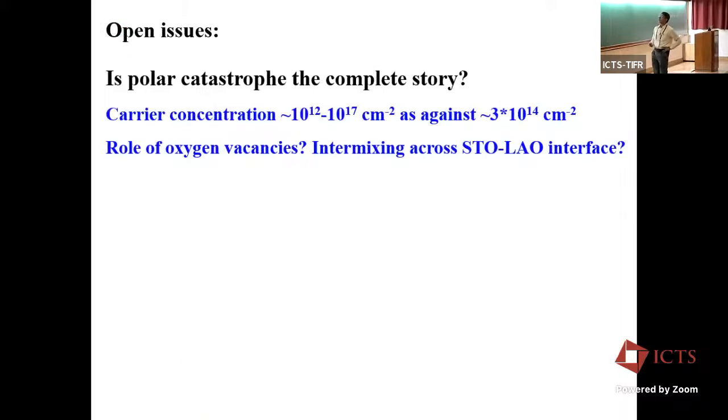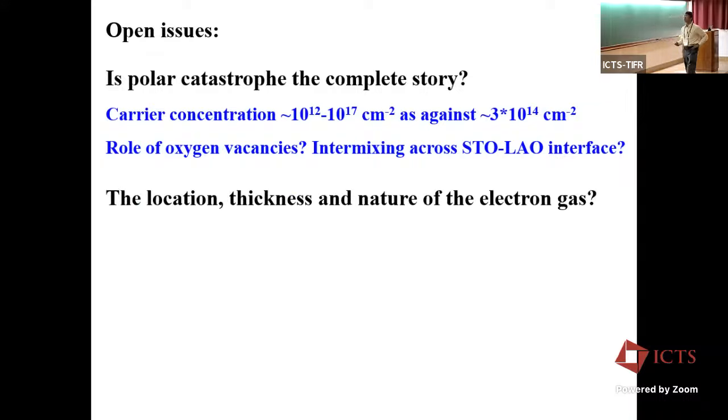So this I have already explained. And the other question that one would like to know, because we know that it's metallic, and one would like to know what makes it metallic. Where is this electron gas coming from? Its nature. Where is it? How thick is it? And the nature, meaning, is it strongly correlated, weakly correlated? What kind of electronic structure are we talking about that is responsible for the metallic state?